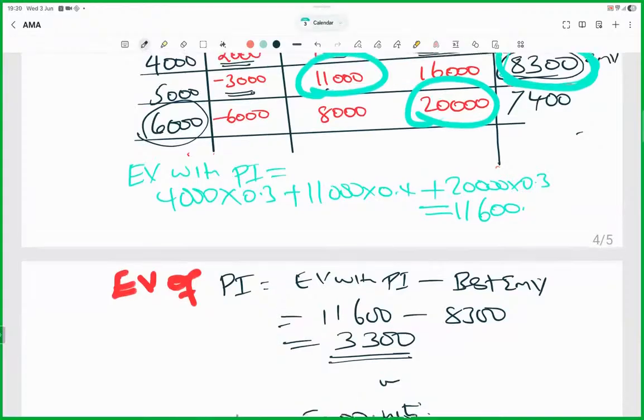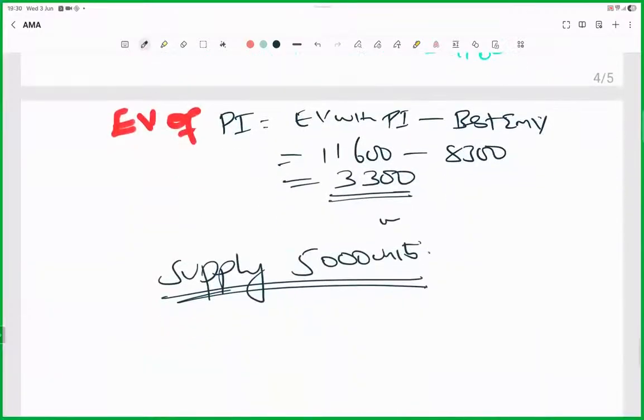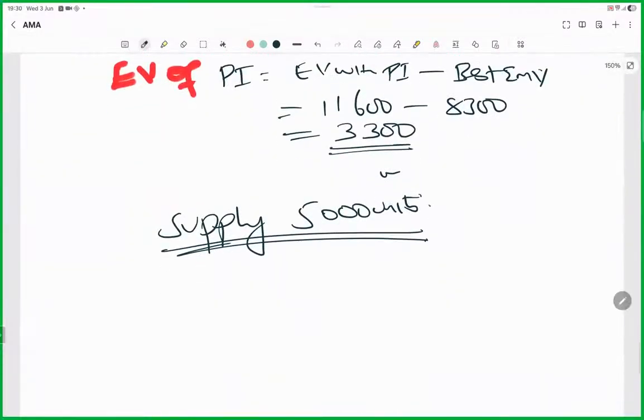You see, for Roman 2 the optimal answer, we picked 8,300 as the best EMV. If we go for 3,000, we get this money. The very best among the four is the one which gives us the highest, which is what here? Is it 3,000 or 5,000? 5,000. That is, first of all, the optimal, best EMV. But now in terms of this, you can see EVPI is EV with PI minus best EMV, which gives us 3,300.